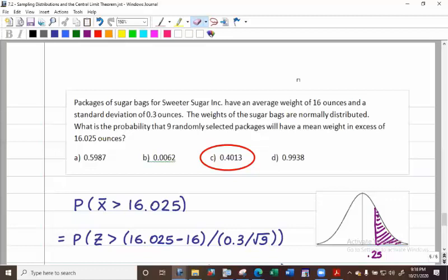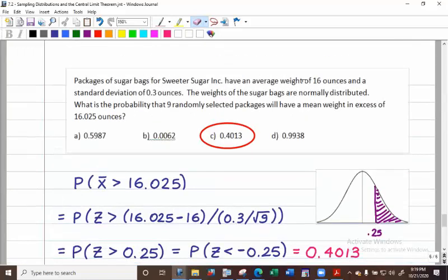All right, let's take a look at this problem here that says packages of sugar bags for sweeter sugar have an average weight of 16 ounces, standard deviation of 0.3 ounces. The weights of the sugar bags are normally distributed, so therefore we don't care if the n is more than 30 or not. What is the probability that 9 randomly selected packages will have a mean weight in excess of, or greater than, 16.025 ounces? All right, this one's pretty straightforward here.